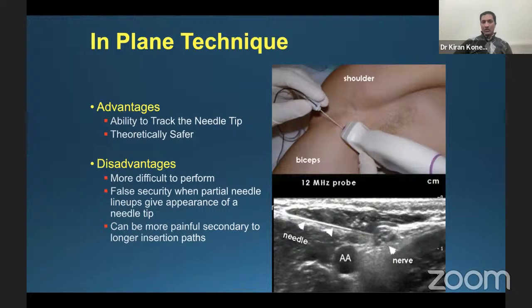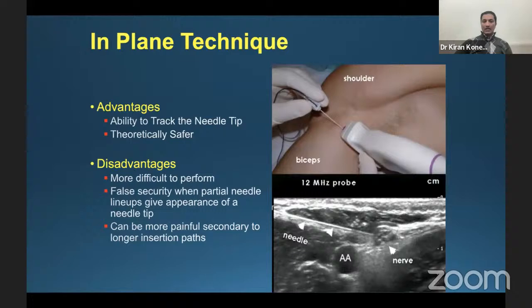And because of the length of the needle that has to travel to the target, if you look from here, from the top to here, it's about a centimeter. If it is an out-of-plane technique, the length of needle that travels to the target is far less, whereas here it has traveled more than 3 to 4 centimeters, so that can be a little bit more painful for longer insertion planes.